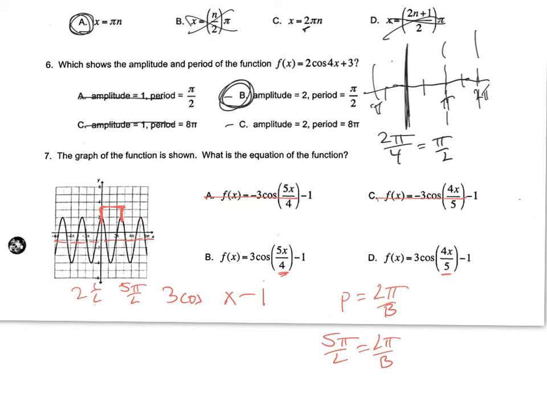I would cross multiply. So we would get 5 pi b is equal to 4 pi. You're solving for b, so divide by 5 pi. So you can see you get 4/5. So you need to have 4/5 and of course the x. That makes the answer D.